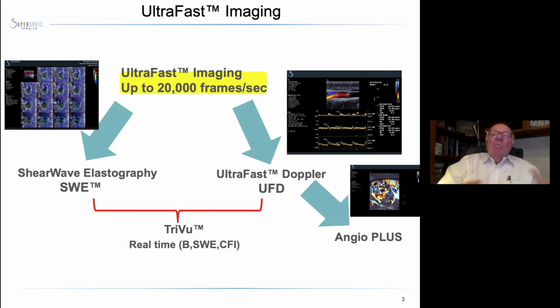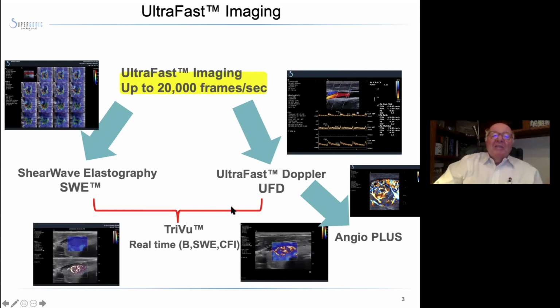And combining all of that together into a single mode called TriView, where one can simultaneously, in real time, visualize the morphological data, B-mode, shear wave elastography, stiffness, and color flow imaging, as can be seen in here. Grayscale, elastography, color flow imaging, and we can blend all of that together as well.